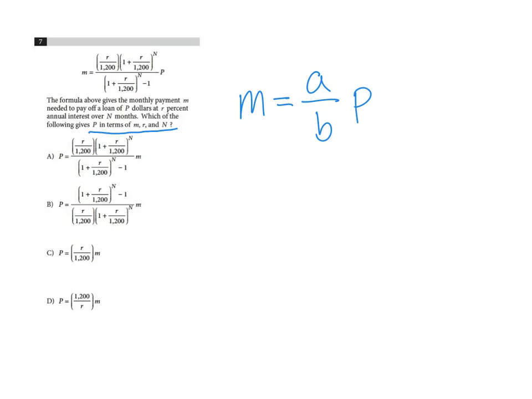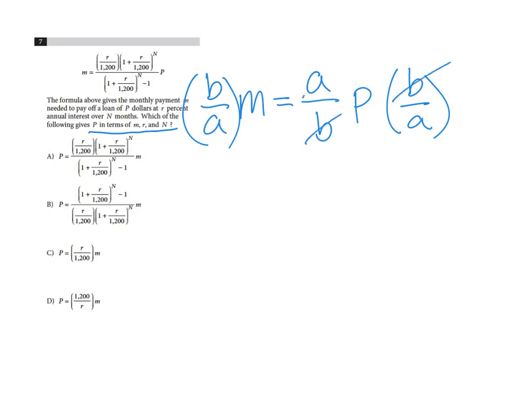Well, dividing by a fraction is the same as multiplying by the reciprocal, or we're just going to multiply by the multiplicative inverse. Okay, we want to cancel out that A over B, so we need to multiply by B over A. Yeah? B over A. Okay? Over on the right side, the B's will cancel out, the A's will cancel out, and we'll just have P, sorry. On the left side, we'll have M, but we're going to have B over A.